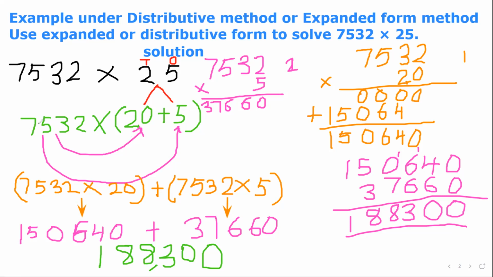And then you distribute the numbers among those numbers in a bracket, in separate bracket. Like you take the 7,532 to multiply the first 20 in the one bracket, and then you take 7,532 to multiply the 5 here in another bracket. Okay, and then in that order. Let's move on to the next method.